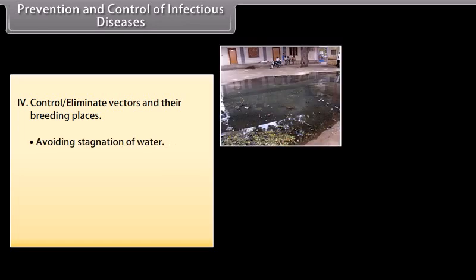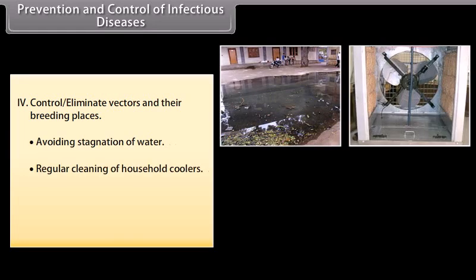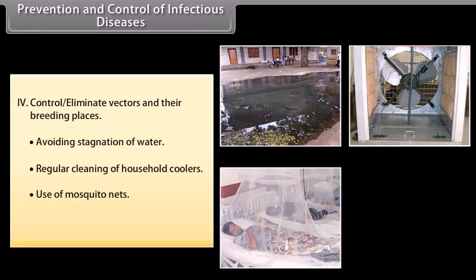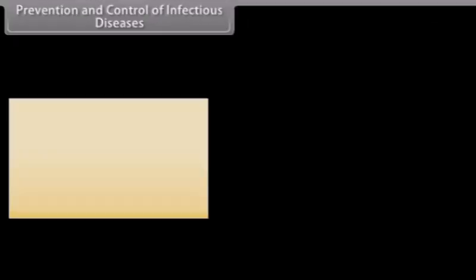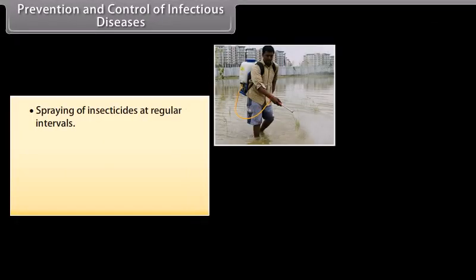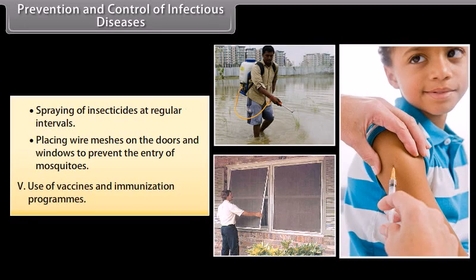Control and eliminate vectors and their breeding places. Avoid stagnation of water, regular cleaning of household coolers, use of mosquito nets, introducing fishes like Gambusia in ponds, spraying of insecticides at regular intervals, placing wire meshes on the doors and windows to prevent the entry of mosquitoes. Use of vaccines and immunization programs.